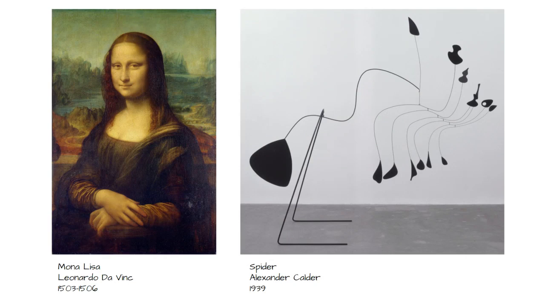If you take a look at the Mona Lisa on the left or the sculpture by Alexander Calder on the right, both of these things represent ideas. That is not actually Mona Lisa on the canvas, it's paint. That's not actually a spider on the right. It's forms that we may associate with a spider, but it is not a spider. Artists are masters at creating illusions for their viewers.